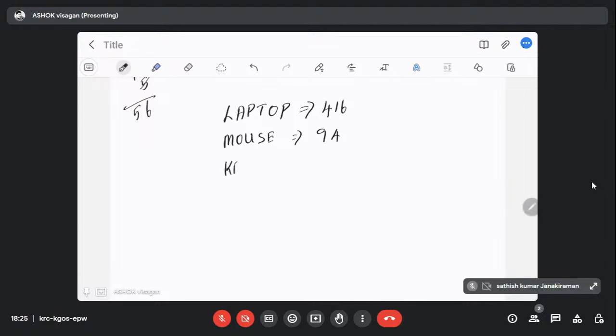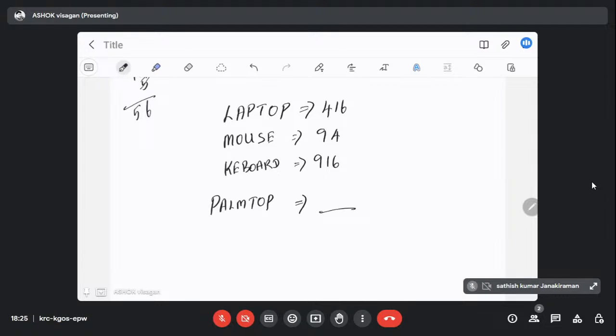And keyboard is coded as 916. What is the code for the word pom-tom? What is the number for the given word pom-tom?